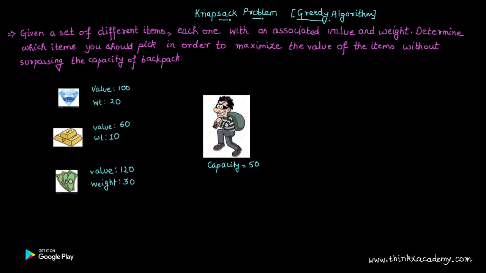So let's suppose there is a house which has diamonds and gold and some cash in it, and here you can see the values of each one of them and also the weight associated. Since the thief is greedy, he wants to maximize the value of the items without surpassing the capacity of the backpack. So he has a limited backpack and he wants to fill these three items in such a manner that he will get the maximum value. So that's the evil idea.